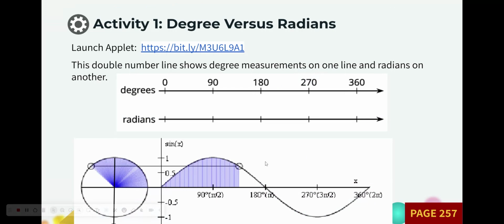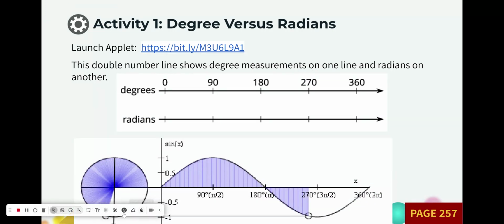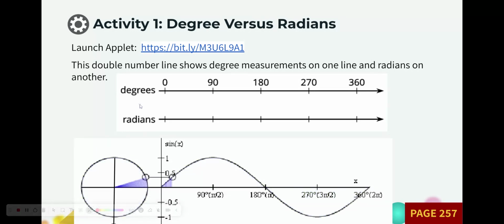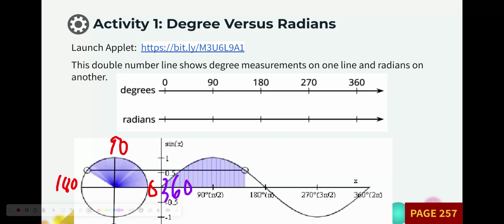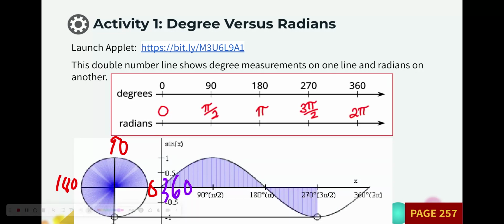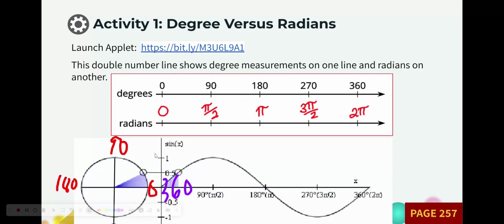Okay, what you are seeing right now is what you call the equivalency of degrees in radians. So the degrees are 0, 90, 180, 270, and 360. Here, a 0, a 90, a 180, and a 270, and then 360. Now, if you're going to go over the radian value, that would be a 0.